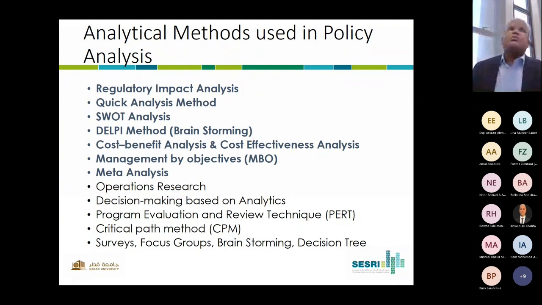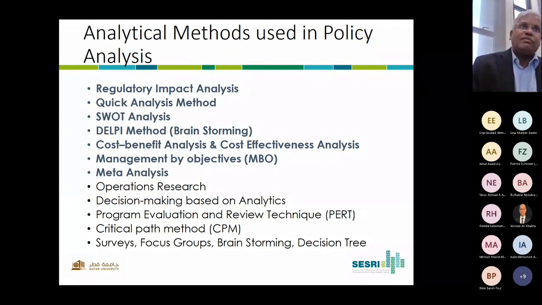And in this lecture, I am going to focus particularly on the following methods. There are around 12 policy analysis methods which I plan to discuss. Out of these, in this lecture, I plan to take up these methods: regulatory impact analysis, quick analysis method, SWOT analysis, Delphi method, brainstorming, and then cost benefit analysis, cost effectiveness analysis, management by objective, and meta analysis. Given time constraints, I am limiting myself to these methods today, and the rest of the methods we will move to the next lecture.